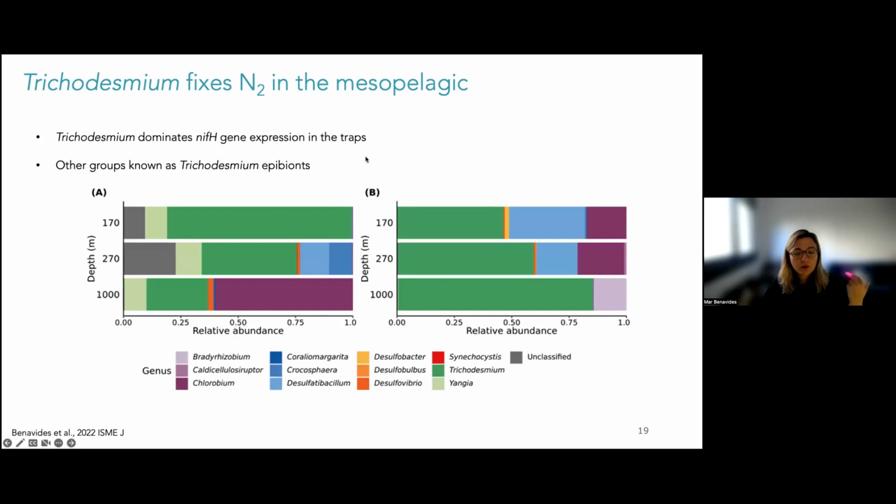Then we looked at the RNA, and we did nifH sequencing on that RNA, and we found as well that Trichodesmium was dominating nifH expression in the trap. This is the green color here. So you can see that they dominated the expression of nifH in both the stations. And also we found some other groups that are typical Trichodesmium epibionts, such as Chlorobium or Jangia. So this suggests again that these Trichodesmium were actually quite healthy and living in their typical conditions that we find in the surface ocean, but just at 1,000 meters depth.